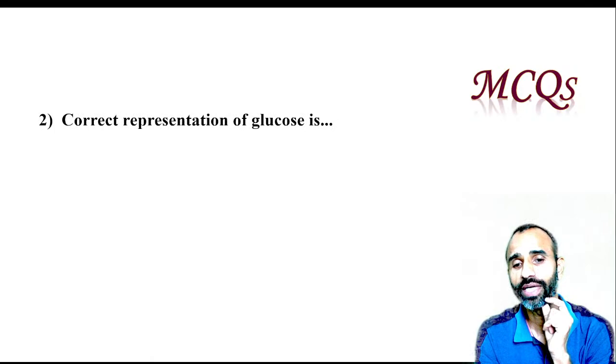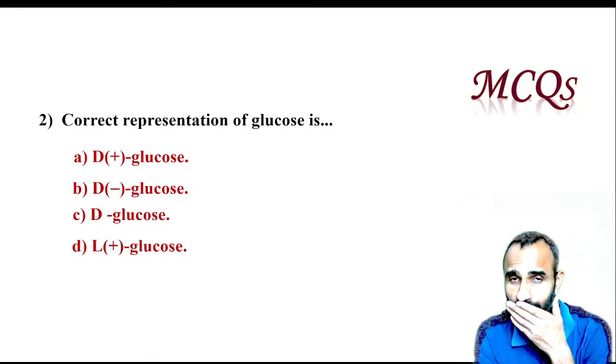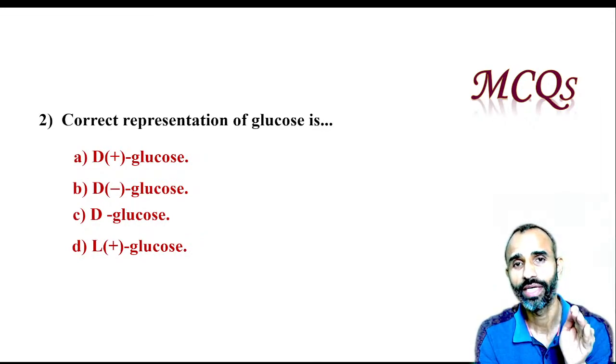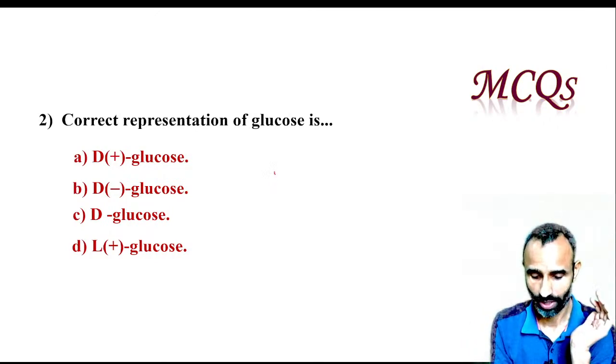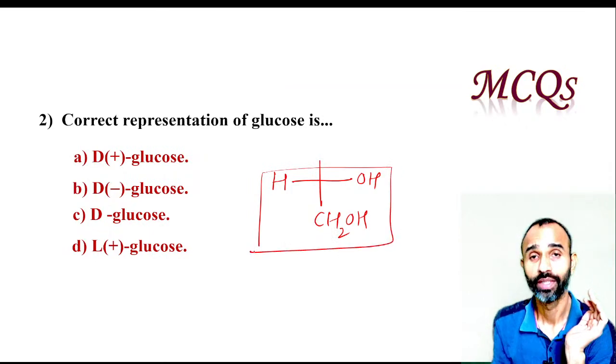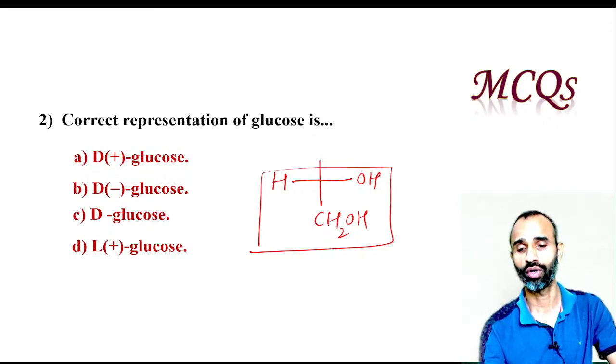Correct representation of glucose is capital D plus glucose. And what is that representation for this part? The second last carbon has OH on the right side, that's why it is called capital D.